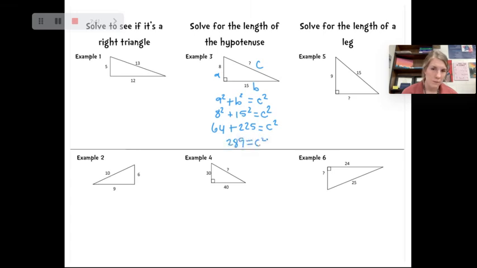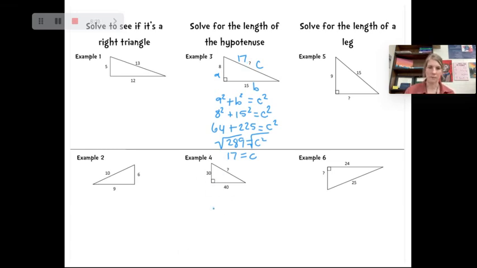equals c squared. Now, this is the part that everyone forgets. You cannot forget to square root it, okay? Because right now, 289 is the area of the big square that's here, right? We want to find just the side length, so we have to square root that. And there's a button on your calculator. So if we take the square root of that, we get 17 equals c. So the side length here is 17. And that's it. Okay, let's go ahead and try the next one.